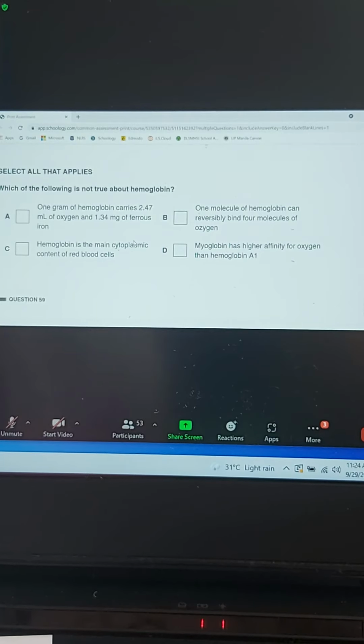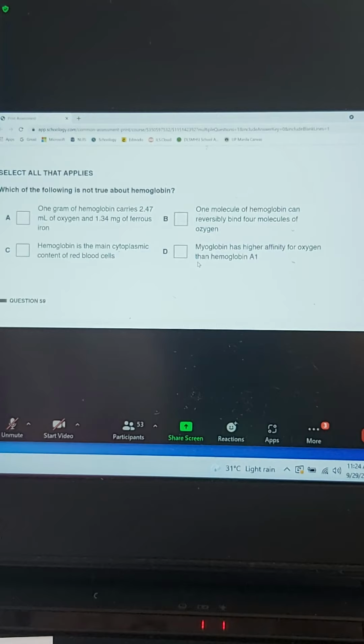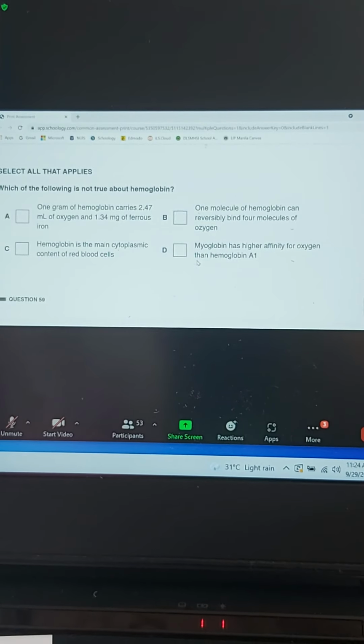Letter A po. A, B, C, or D? A. A. A and B.